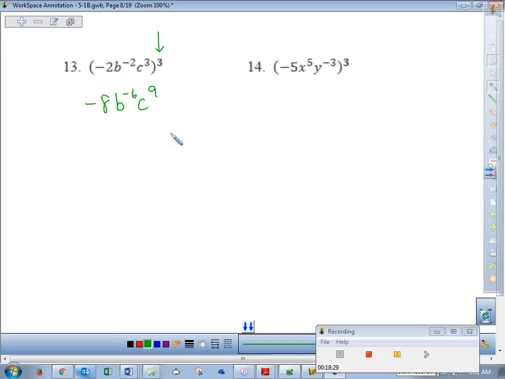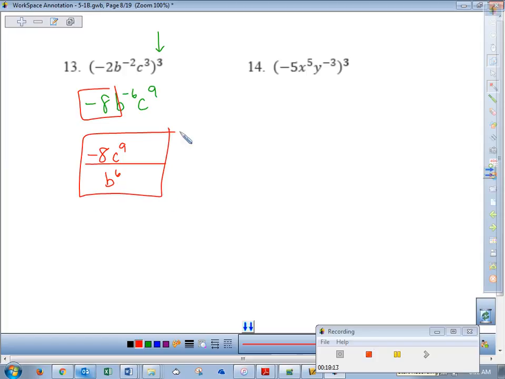That is not a good final answer, though, because I have negative exponents. So I start with a fraction bar, and let me ask you about him. Does -8 have a negative exponent on it? No. It stays where it's at. It's just a negative number. It does not have a negative exponent on it. It does not change houses. B to the -6 does have to move, and c to the 9th stays where he was at.